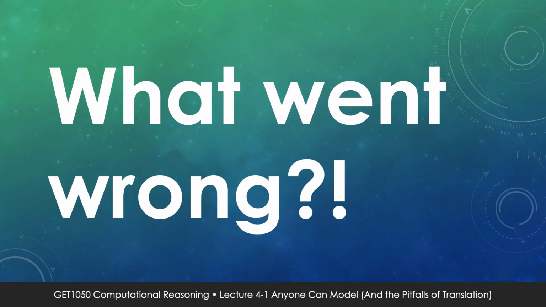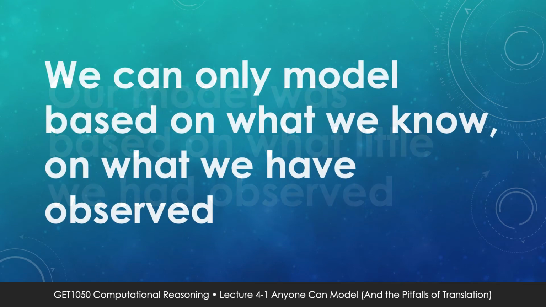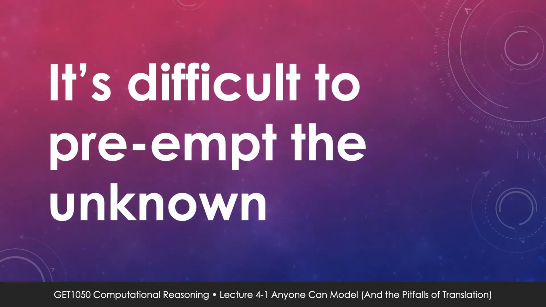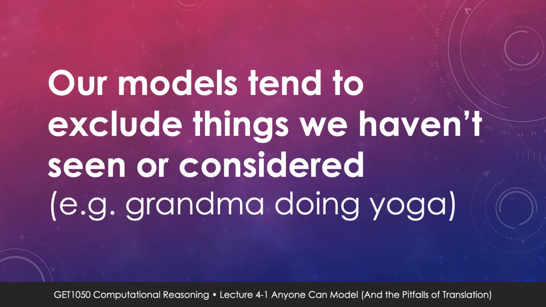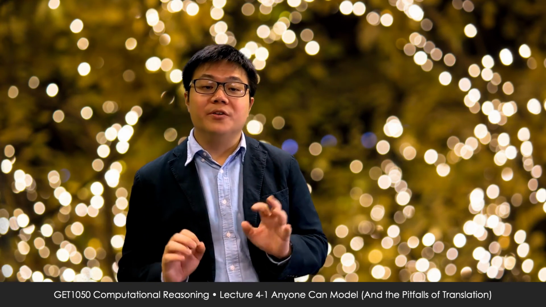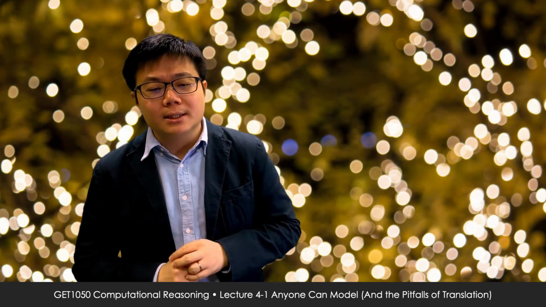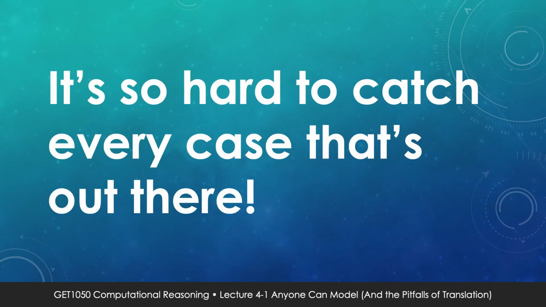What happened here? We were just modeling based on what we have observed. We can only abstract from what we know, from what we have seen. It's difficult, almost impossible to preempt the unknown or to include the unknown or yet to be observed into our models. So we need to be very, very painfully aware that the models we create to understand the world or to solve problems are not 100%. There is always something unexpected lurking in the corner waiting to unveil itself to throw us off. But the point here is that no matter how much we try, our models are doomed to fail in some way or another because it's just so hard to catch every case that's out there.